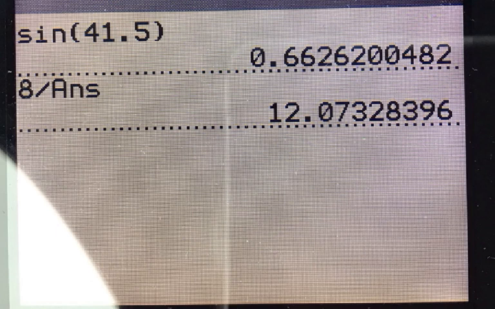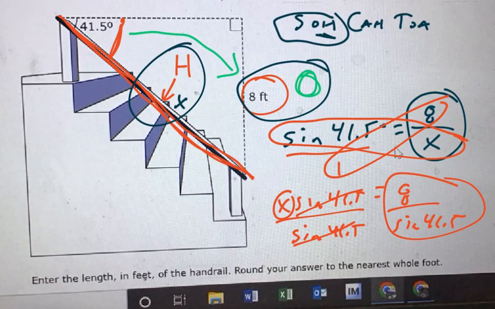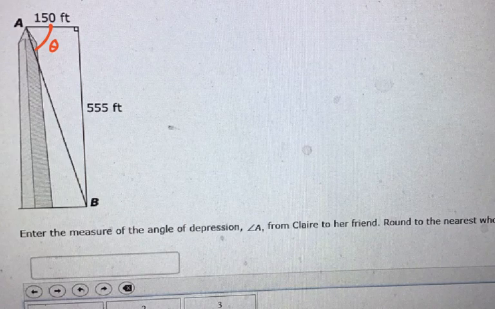So here we go. I do 8 divided by the sine of 41.5, and there is our answer. We're going to say it's 12.07. Rounding off a little bit, we could say it's 12.1, and there's our answer. That's the length. It's in feet, so 12.1 feet is how long the railing is. All right, let's take a look at the next one.